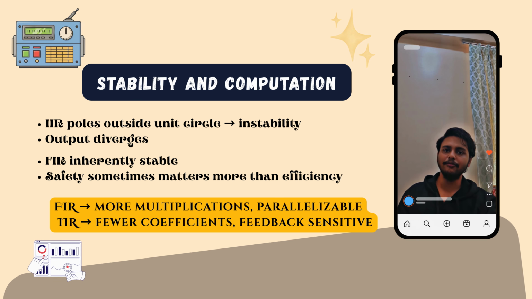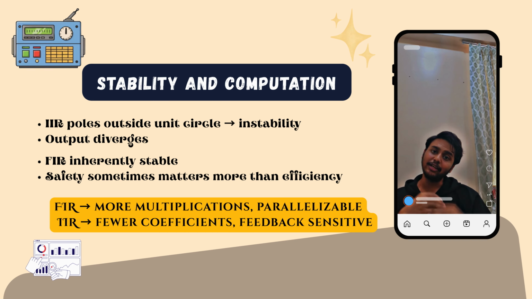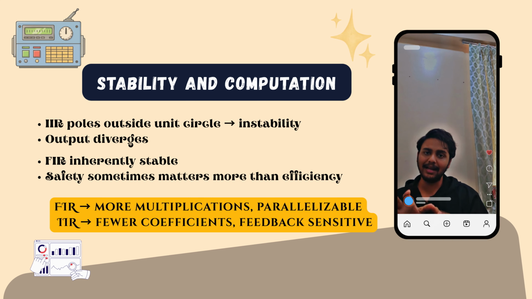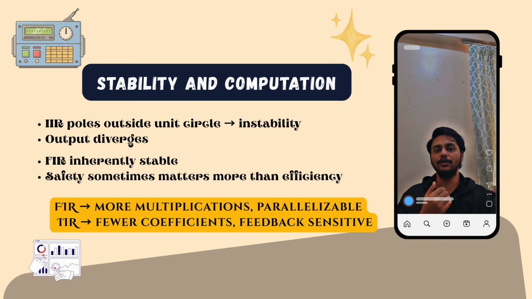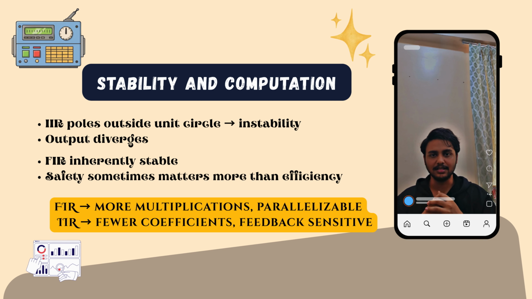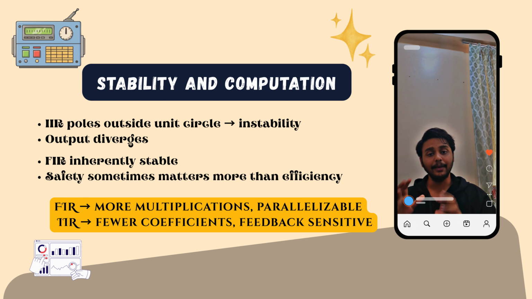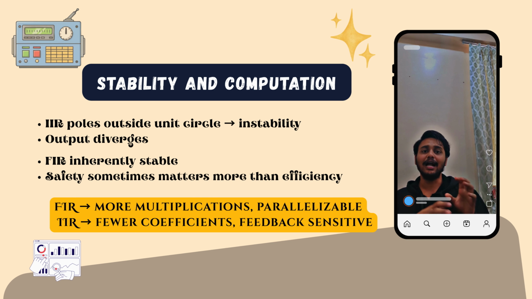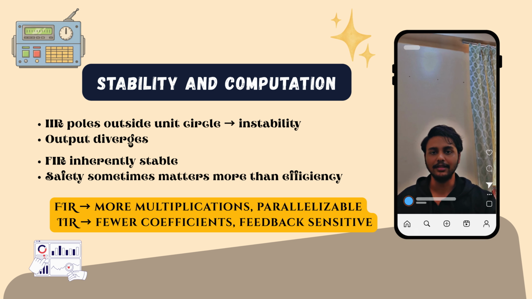From an implementation view, what we saw is that FIRs have more multiplications. They use more memory and are easy to parallelize. IIRs have fewer coefficients. They do have a feedback loop, and they are sensitive to numerical precision. In fixed-point systems, IIR rounding errors may accumulate over time. Designers must consider hardware limitations as well before deciding which type of filter to go with.